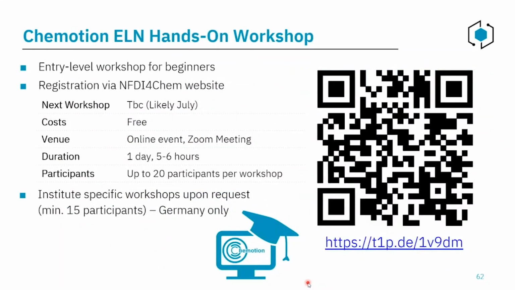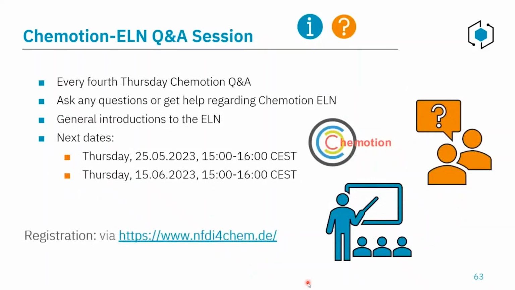There's a hands-on workshop that takes place regularly online, which is a learning-by-doing approach to learn about the ELN. But upon request, we can also come to your institution and do a workshop there. We require about 15 participants. This workshop can also be extended to 2 days, and on the second day, we will focus more on the generic elements of Chemotion.